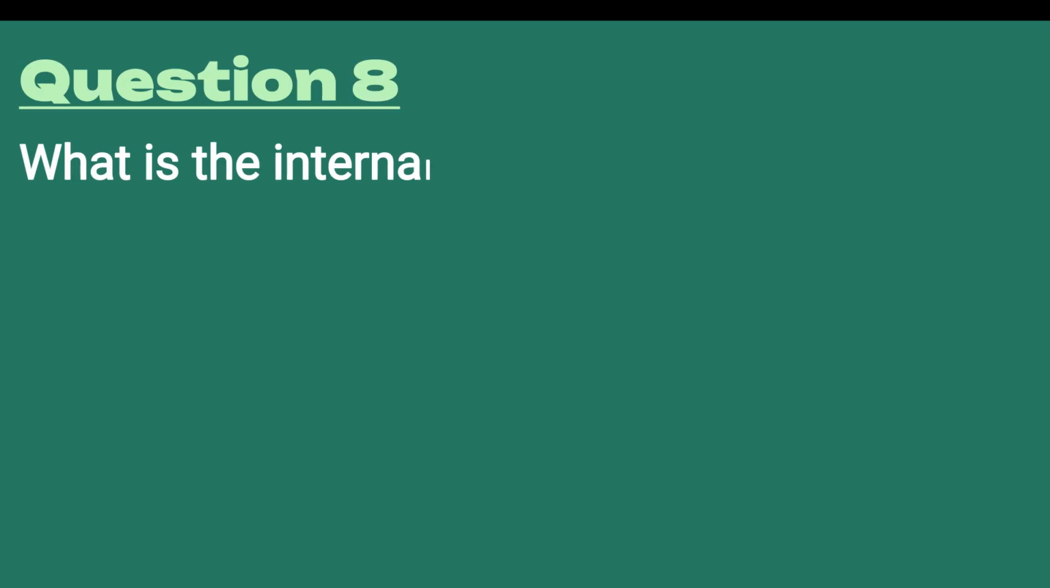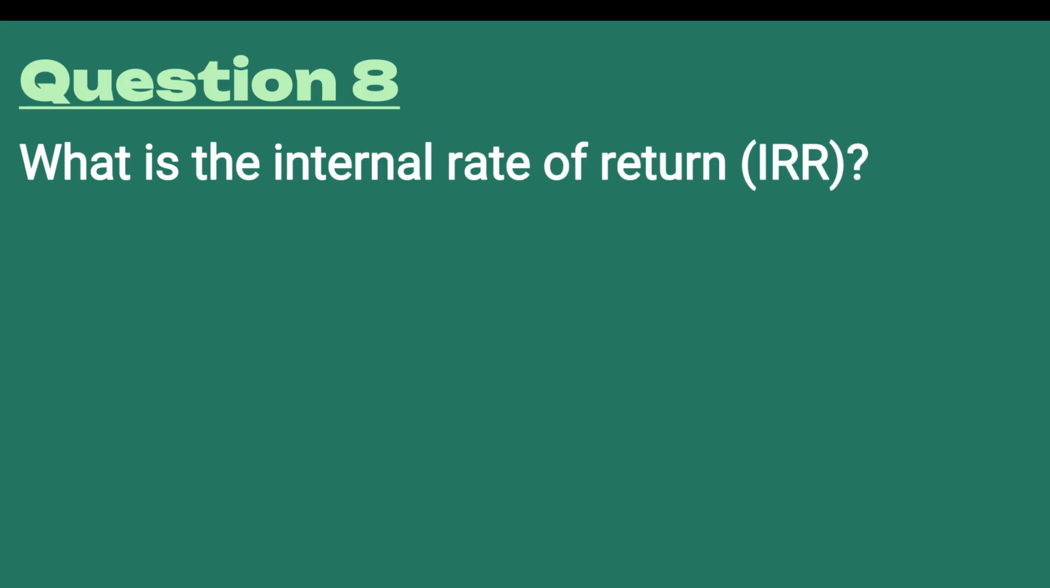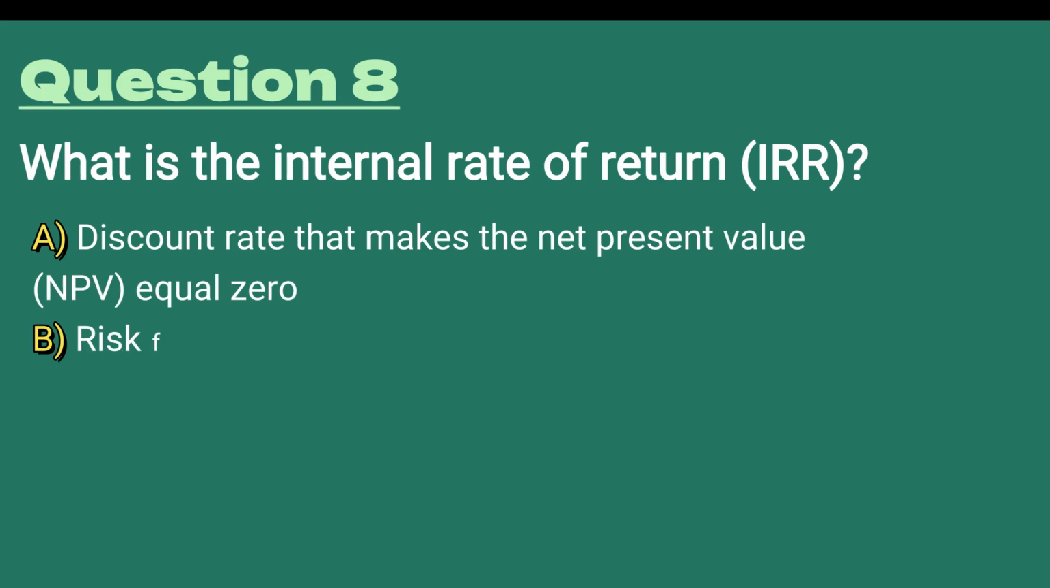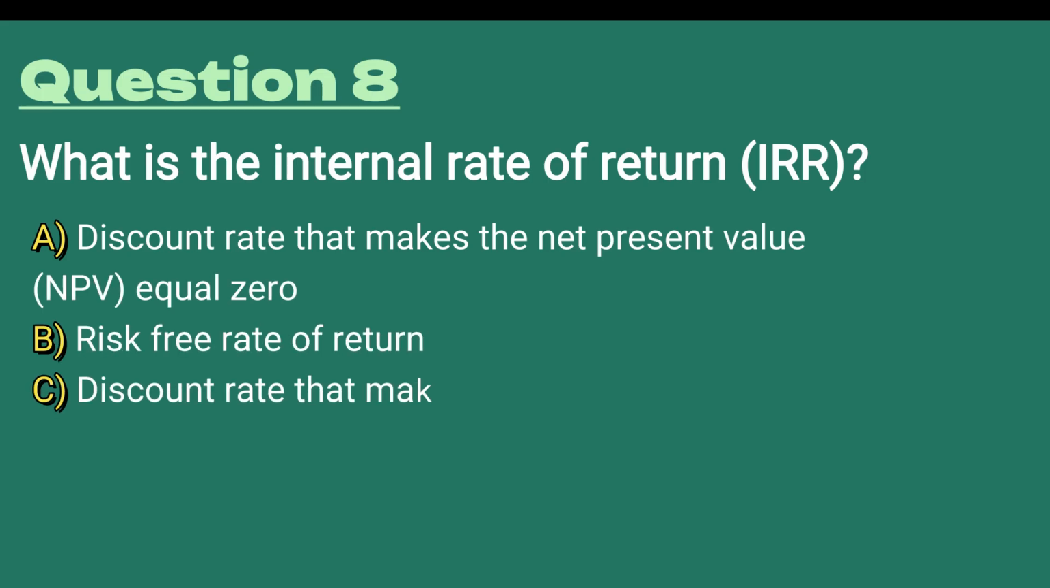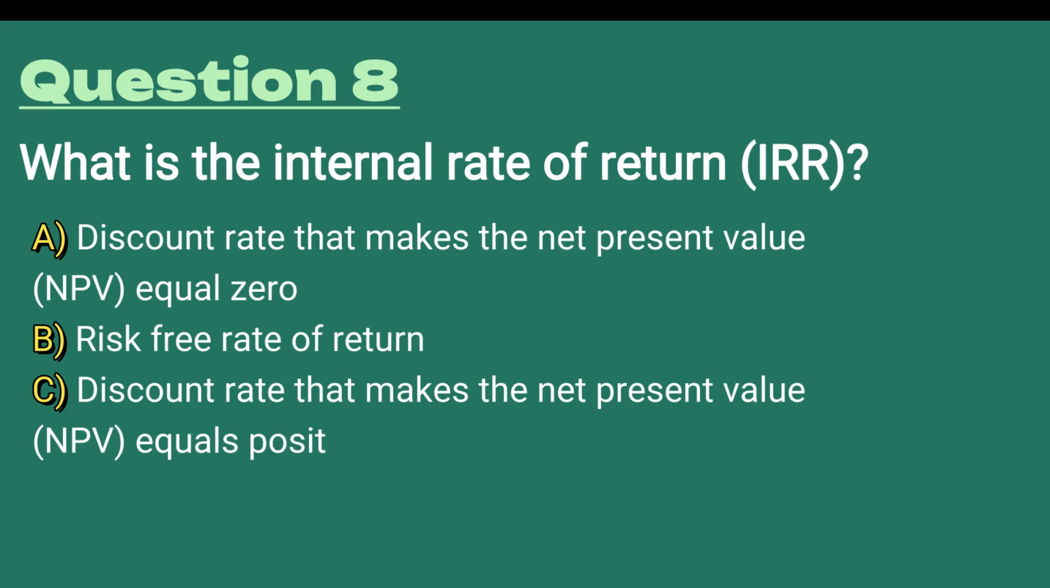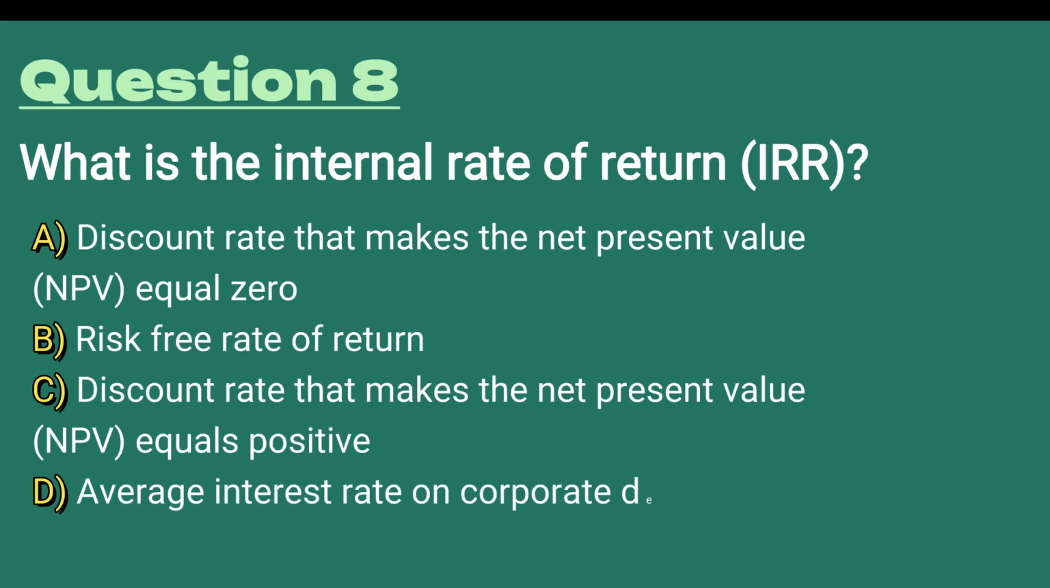Question number 8. What is the internal rate of return? A, the discount rate that makes the net present value equal 0. B, the risk-free rate of return. C, the discount rate that makes the net present value positive. Or D, the average interest rate on corporate debt.